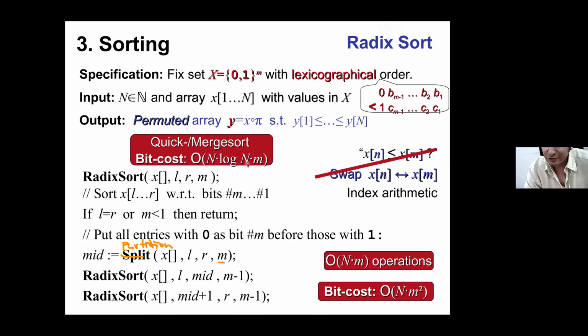And so what you can see from here, for example, is that this RadixSort algorithm is efficient when n is very large. When n is small as compared to m, then the QuickSort and the MergeSort may be more efficient.